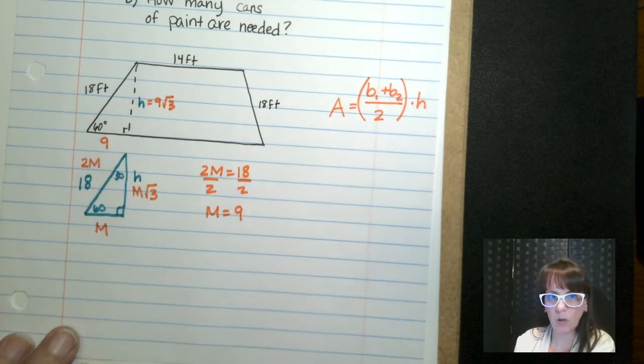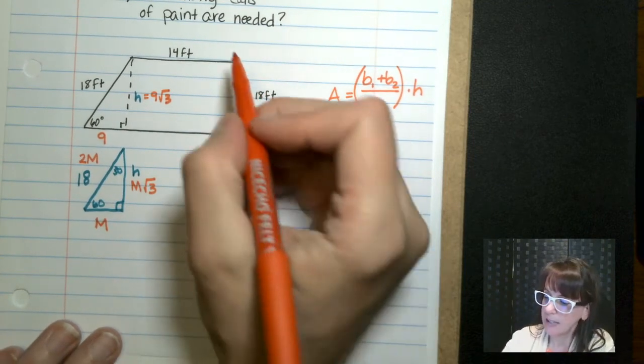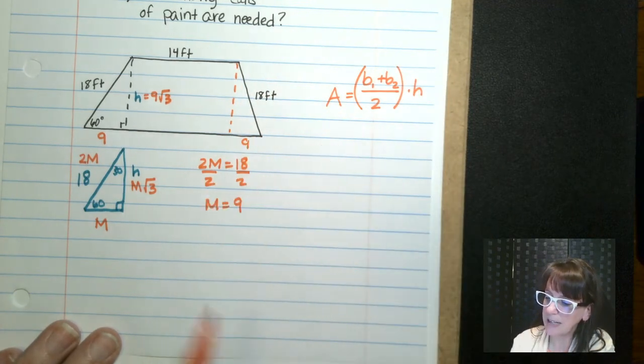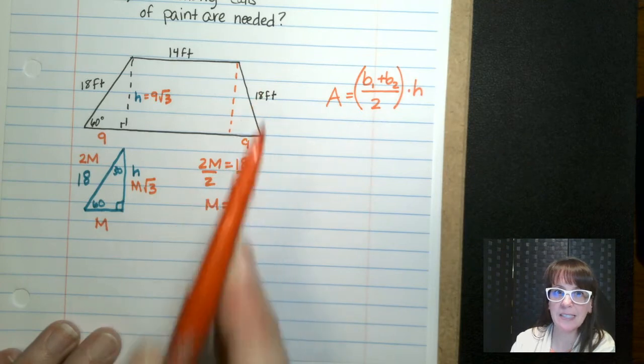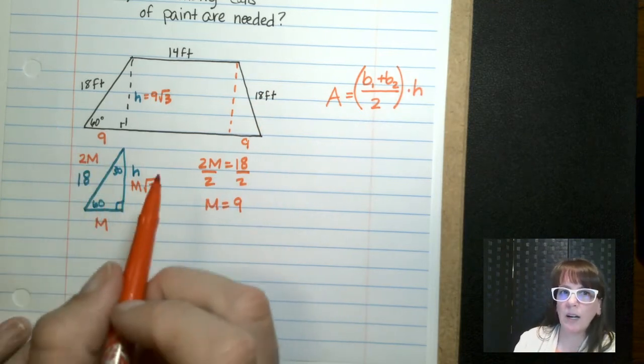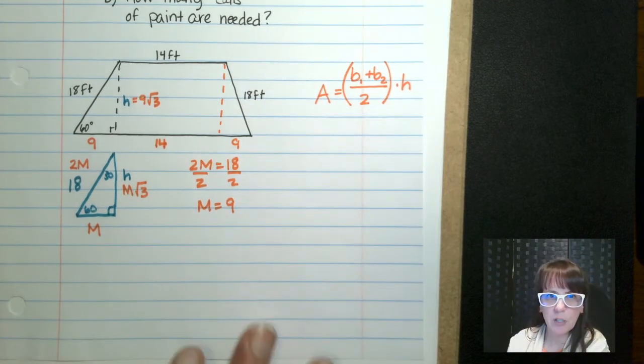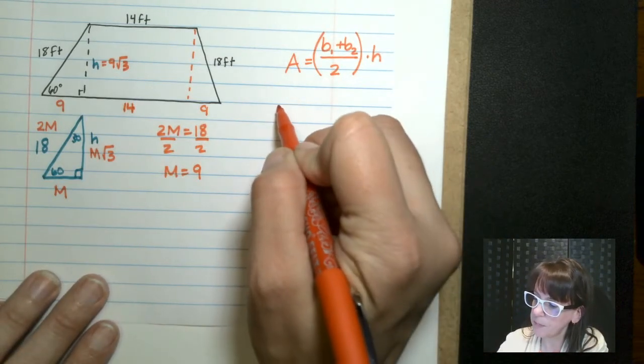So why is this important? Well, we have the height, that's good. Now right here, we also know that this is going to be 9 as well, because this is 18 feet and this is 18 feet. So that means that this is 14 down here. So let me redraw this trapezoid for you.